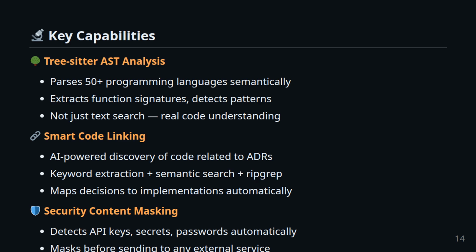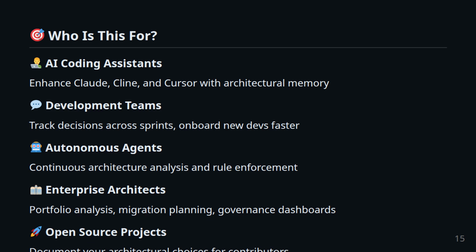TreeSitter provides deep code parsing across 50+ languages, going beyond text search to real semantic understanding. Smart Code Linking uses AI to automatically discover code related to your architectural decisions. And Security Content Masking detects and hides API keys, secrets, and passwords before anything is sent to an external service. Zero Trust by default.